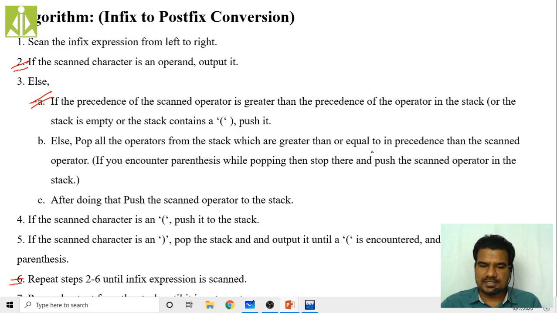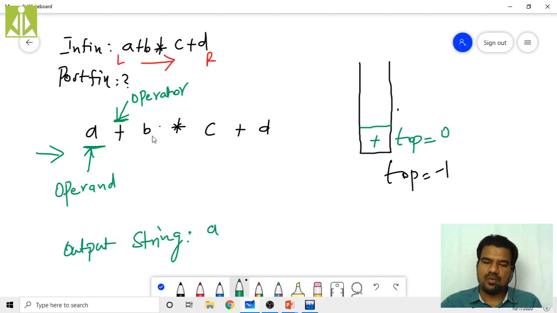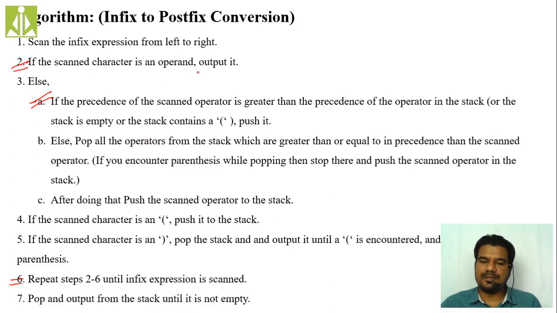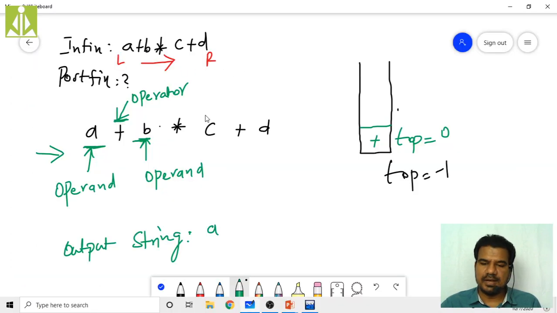Next, again in the string, what do we have? B. B is an operand. If the scanned character is an operand, simply output it. B, we have to add it to the output string. B I have added.